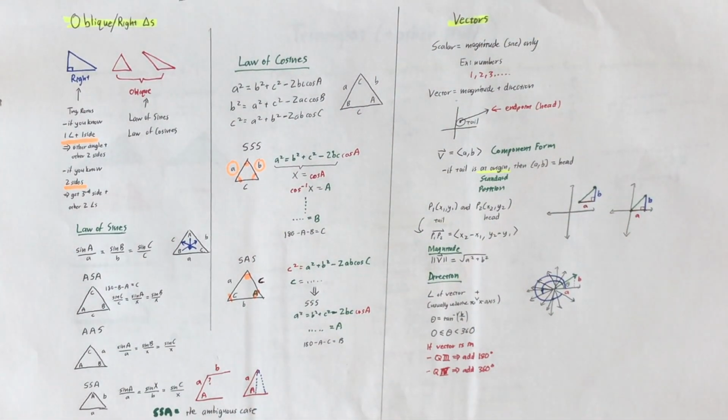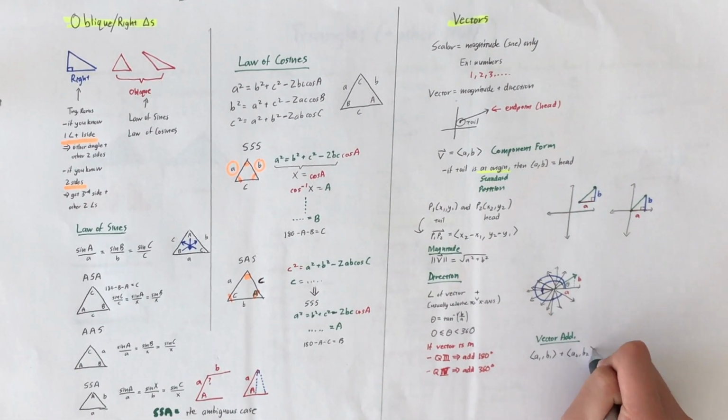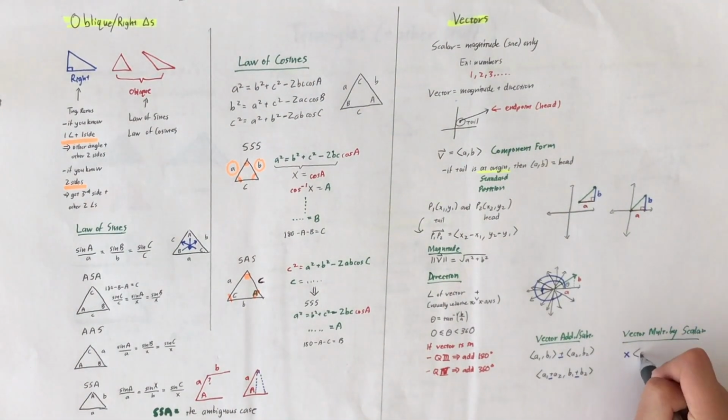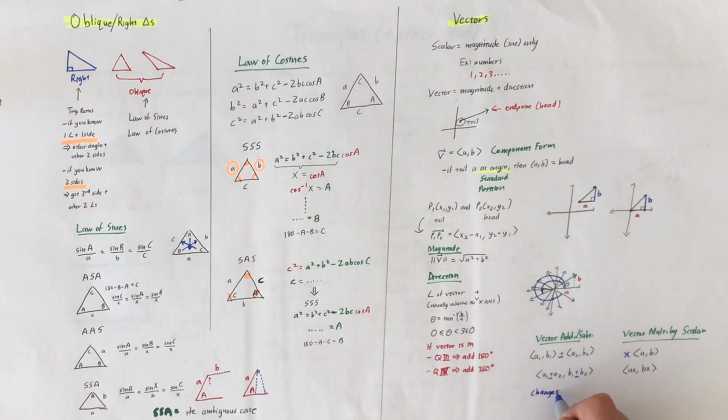You can also add vectors together. So if you want to add two vectors together, then you just add their x coordinates and their y coordinates. Subtracting is the same. You just subtract their x coordinates and y coordinates. You can also multiply a number, a scalar, by a vector. You just distribute the number to each of the coordinates in the vector. So adding vectors or subtracting them changes their direction and their magnitude, while multiplying them by a scalar only changes their magnitude.